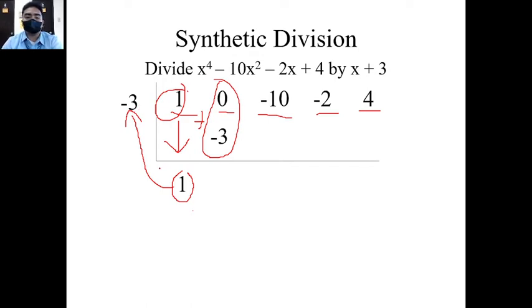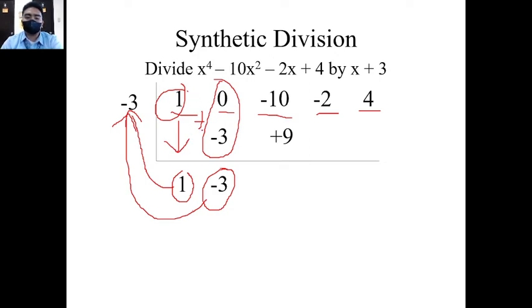Now, if you add 0 to negative 3, what will be your answer? The answer will be negative 3, of course. So with that, you have negative 3 already. So we are going to multiply your negative 3 by the divisor, which is negative 3. So negative 3 multiplied by negative 3, what's the answer? The answer will be positive 9. Watch the signs. All right, so it is positive 9.